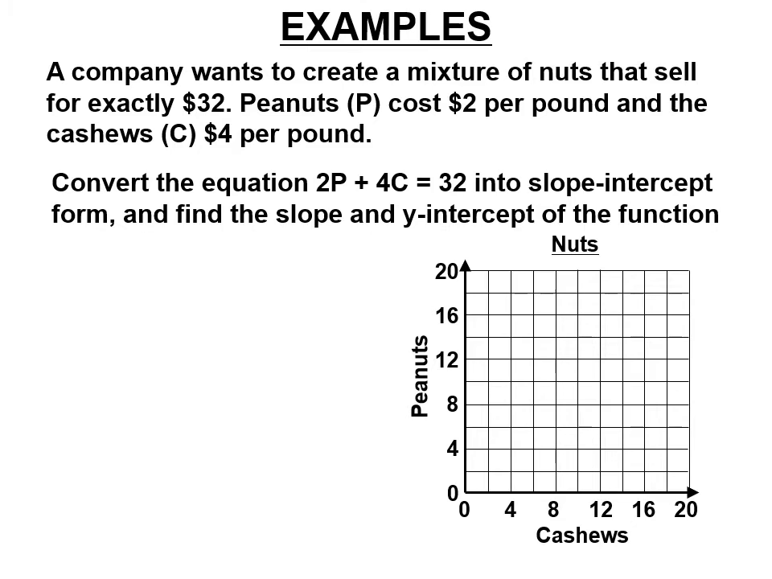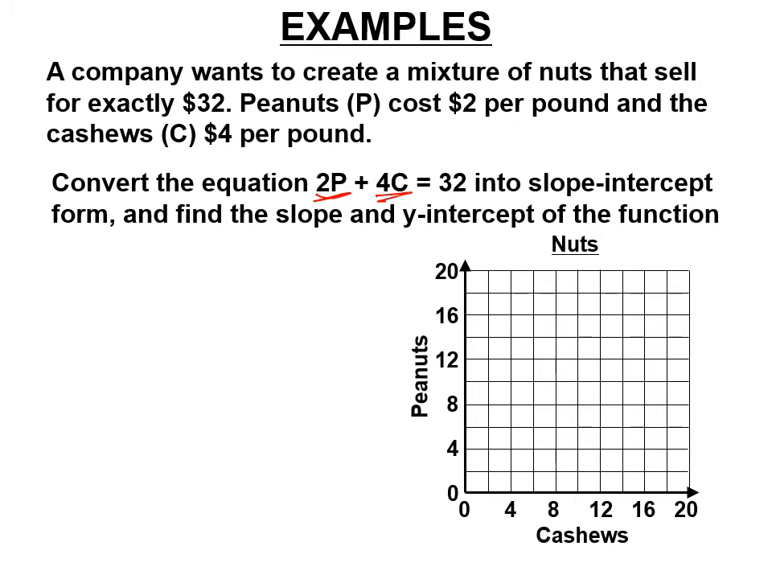So now we're going to do it for real world functions. A company wants to create a mixture of nuts that sell for exactly $32. Peanuts cost $2 per pound. Cashews cost $4 per pound. I already wrote the equation for you. This is the last lesson. Convert the equation 2p plus 4c equals 32 into slope intercept form and find the slope and y-intercept.